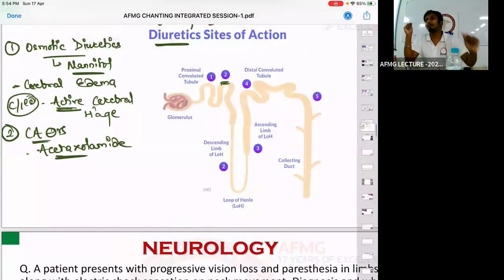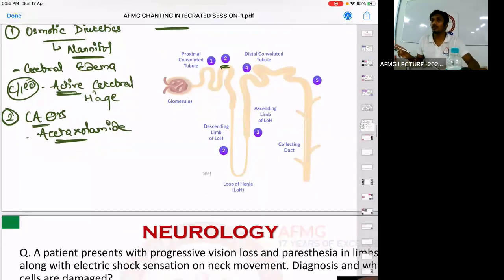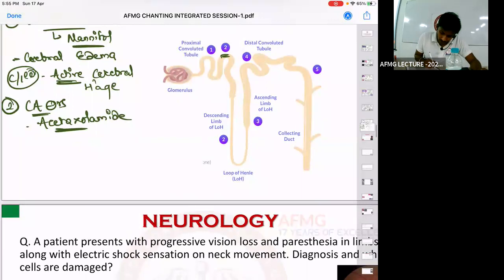Important. Acetazolamide is the drug of choice for mountain sickness. This was a direct question. Acetazolamide is also among the first drugs given for angle closure glaucoma. Along with mannitol, we also give acetazolamide to the patient. No issues with this. Important. Third, after carbonic anhydrase inhibitors, the drugs which act at the ascending limb of the loop of Henle.